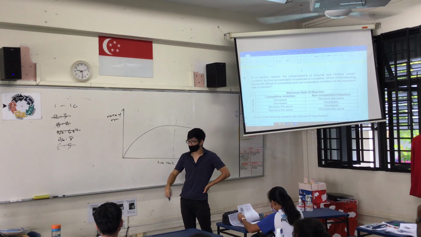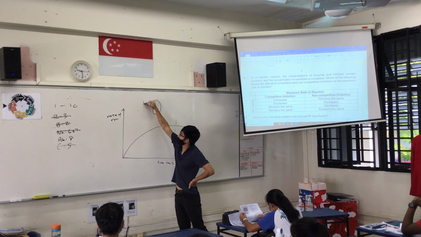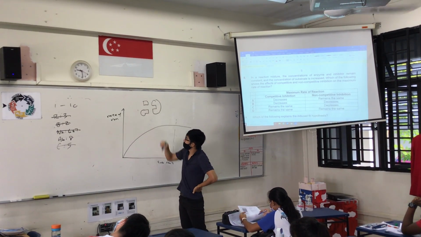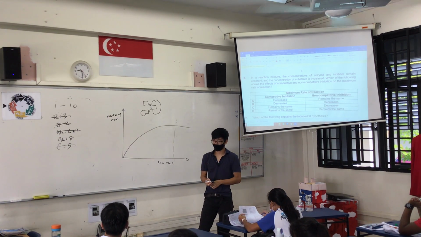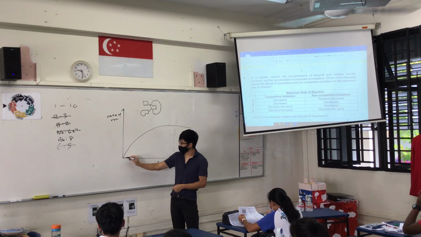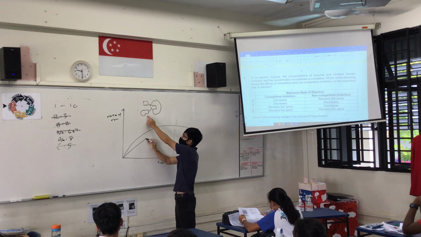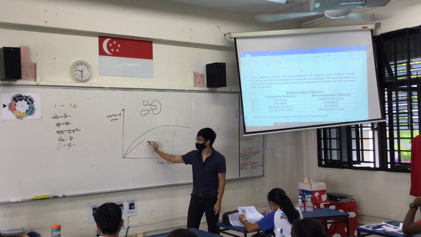Imagine now I have a competitive inhibitor. This is the active site. This is a substrate. This is the competitive inhibitor. The competitive inhibitor can compete with the substrate for the active site. So you will find that at the very beginning, the rate of reaction will be lower, because there's this competitive inhibitor out-competing the substrate for the active site.